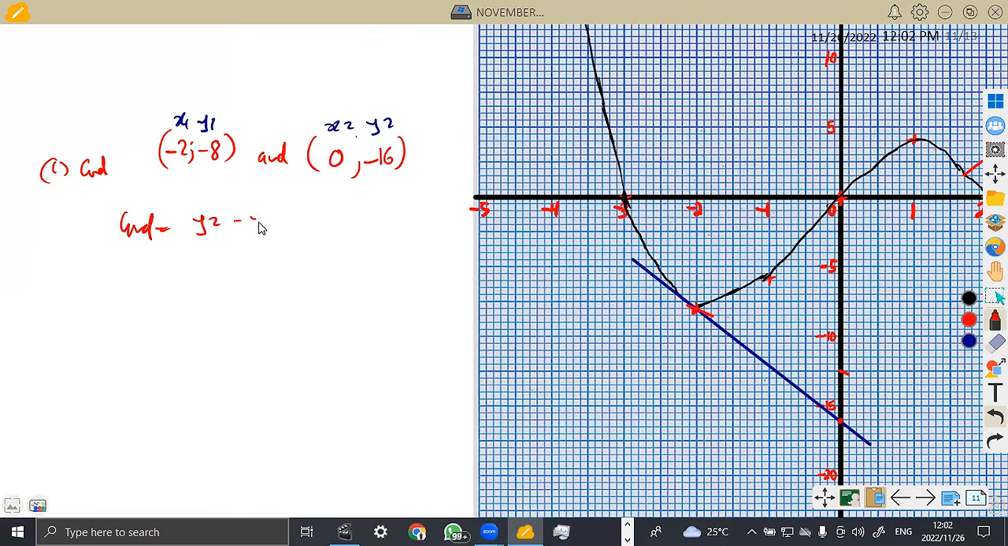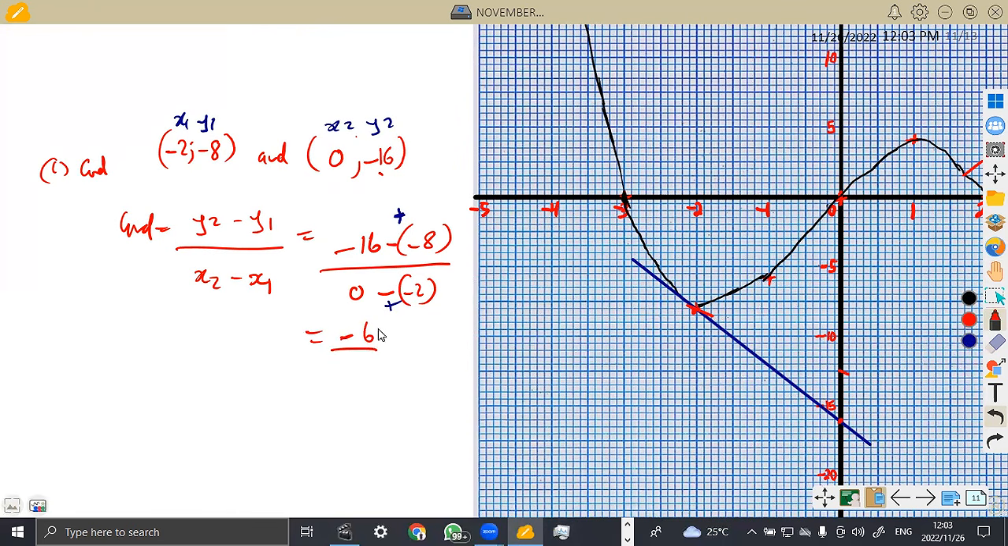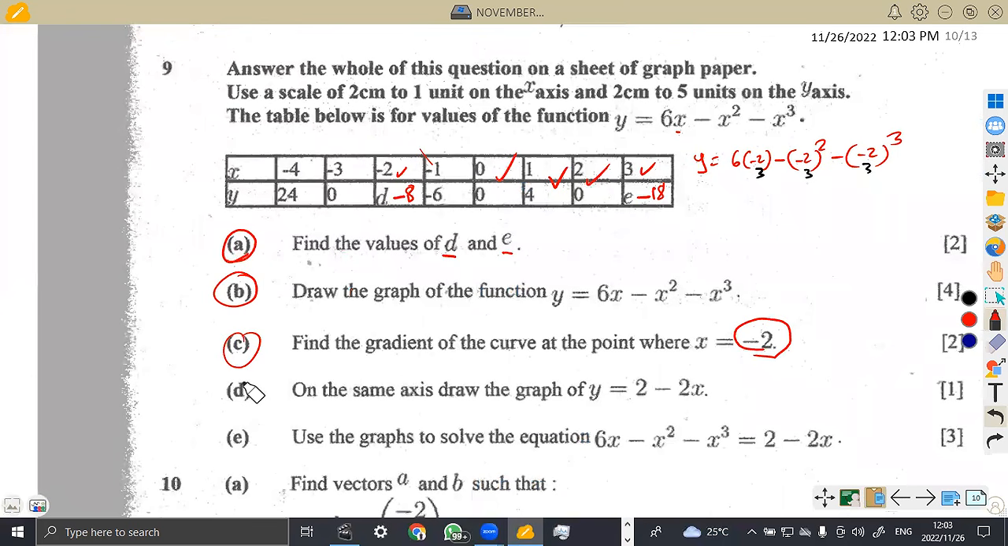So gradient, we know that is the increase in y over the increase in x. That's y2 minus y1 over x2 minus x1. y2, that is -16 minus y1, which is -8 over x2, that's 0 minus x1, which is -2. So you can simplify from our calculator direct. This is going to be a plus. So we are going to have -16 plus 8, which is -8. Okay, 0 minus -2, that's a +2. So our answer is going to be -4. So that was the gradient. That's the one that I'm obtaining here. So it's an estimate that you're doing. It's not like you're having the same answer.